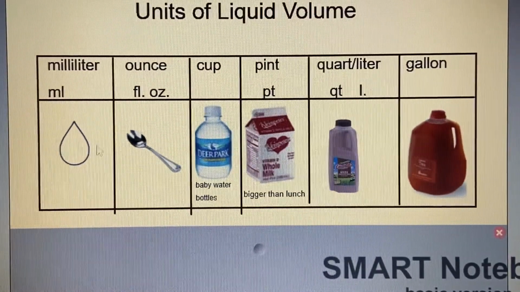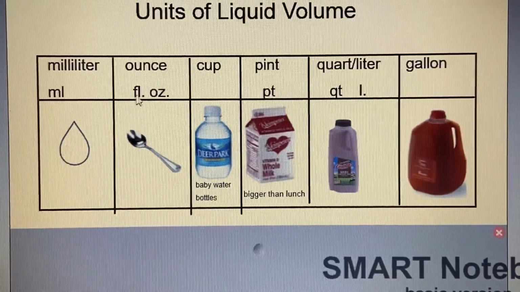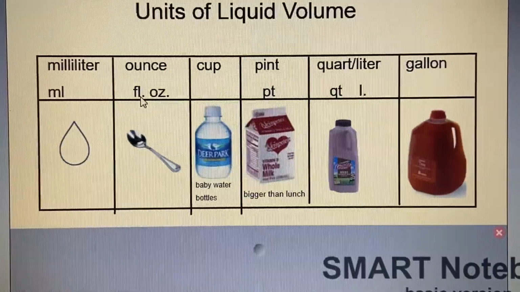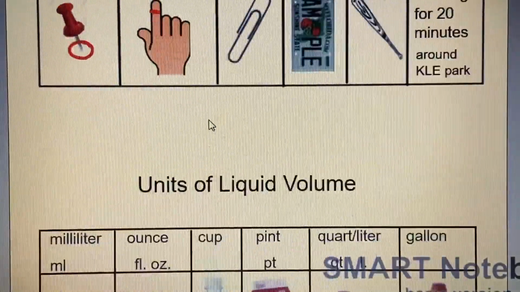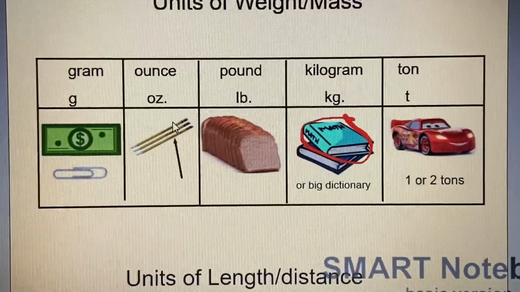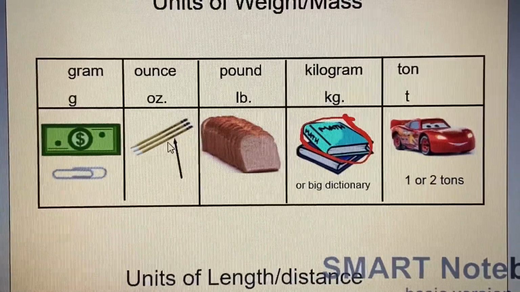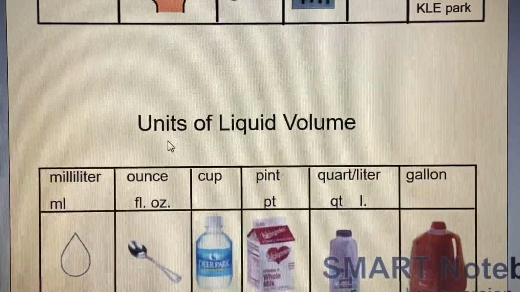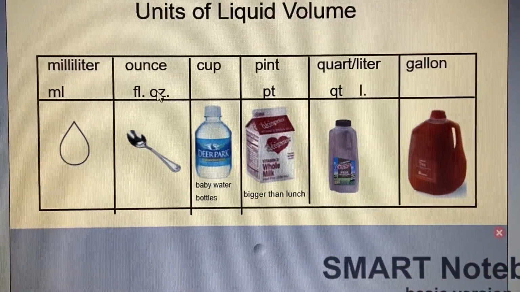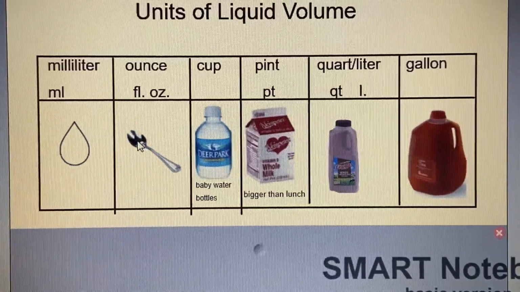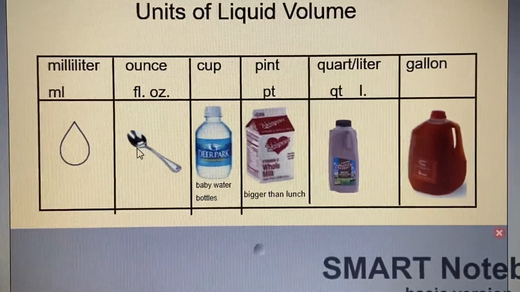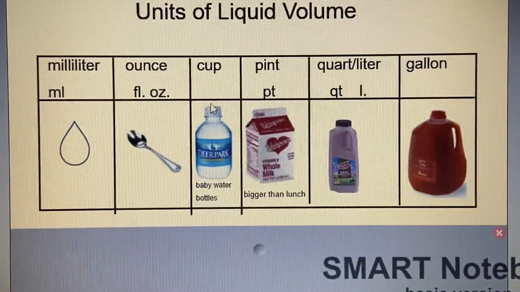A little bit bigger than a milliliter is the ounce. Now this is a fluid ounce. A little bit ago we talked about an ounce up here. This is the mass. This is ounce for weight. Down here, this is the ounce for liquid, fluid ounce. It's about as much liquid as you can put in a tablespoon. That's about an ounce.